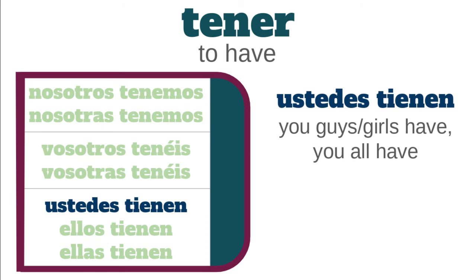Ustedes tienen also means you guys have, or you girls have, or all of you have. This is similar to the vosotros forms, but it's used everywhere instead of just in Spain. And it doesn't make a difference between if the people in the group are women or men. It's ustedes for either one. It also makes no distinction between whether it's familiar, formal, or informal. So it doesn't matter how well we know the person or if we call them by their first or last name, we still use ustedes. Ustedes tienen. You guys have, or you girls have, or all of you have.